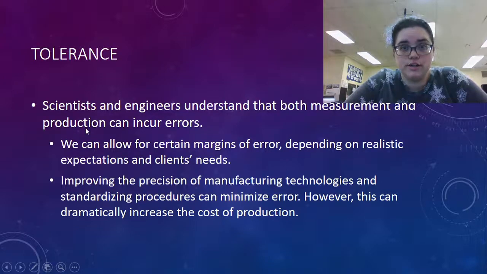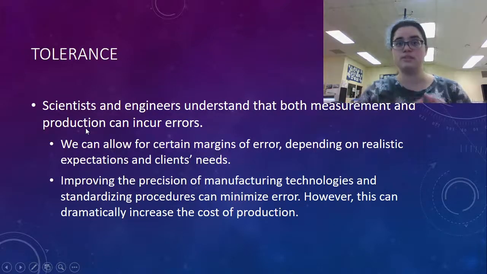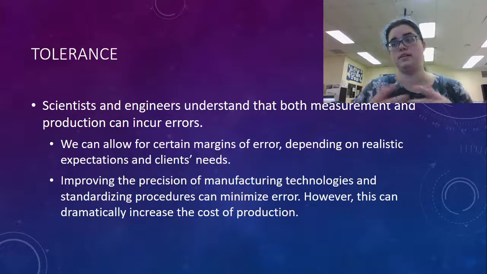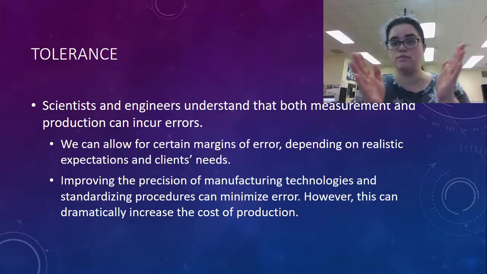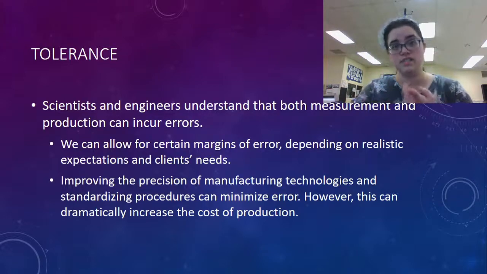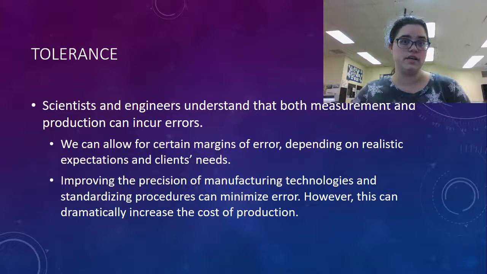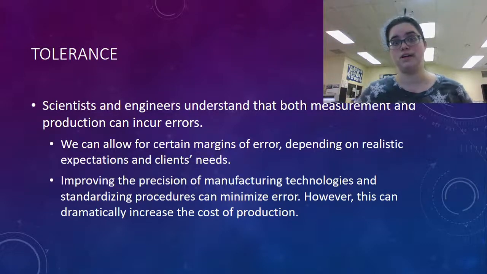So scientists and engineers, we understand that when you take measurements, there's going to be errors. When you're producing things, there's going to be errors. And so we say, we've got to allow for a certain margin of error. It's got to be something that's realistic as far as our expectations are concerned, as far as the production equipment is concerned. And it's got to take into account the client's needs and what the product's meant to do.